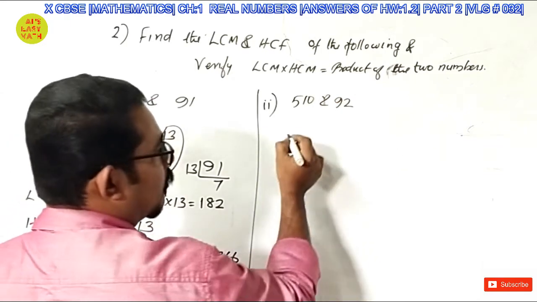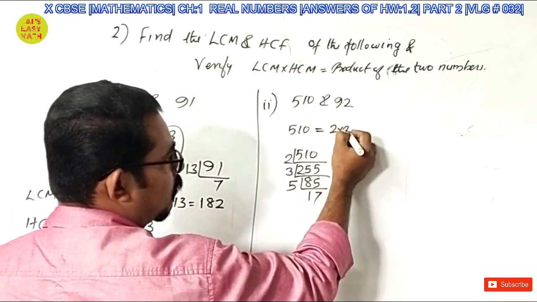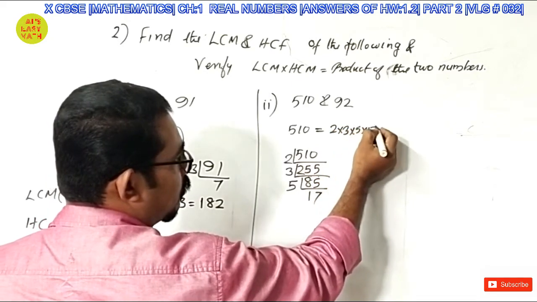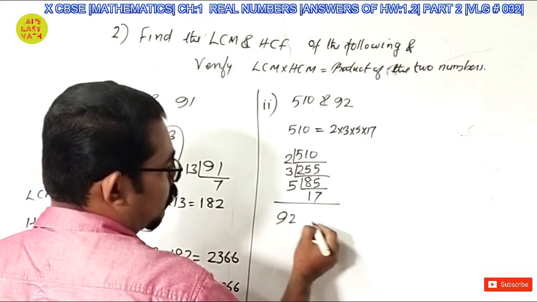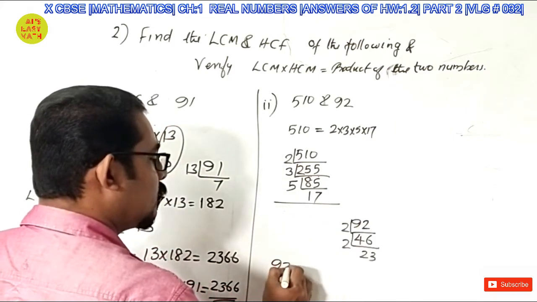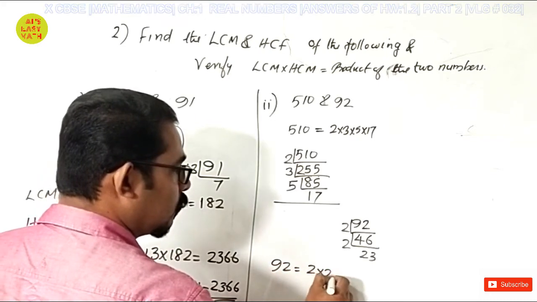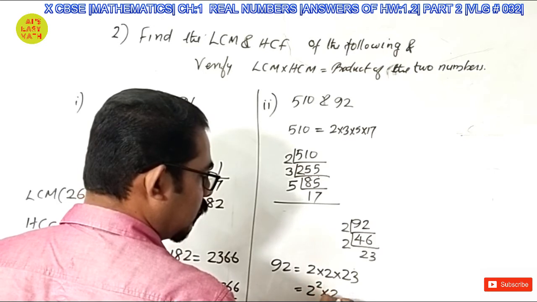510 and 92. Okay, 510. So we have 2 into 3 into 5 into 17. Okay, 92. Now 92 equal to 2 into 2 into 23, or 2 square into 23.